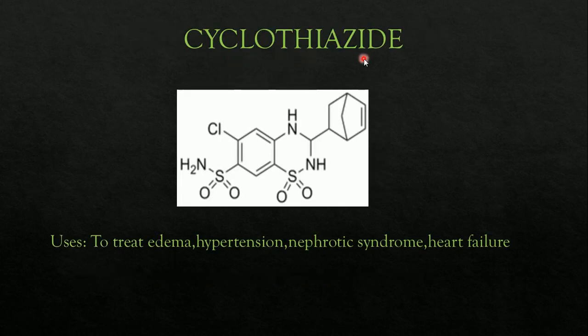Next structure is cyclothiazide. Cyclothiazide structure contains cyclohexene ring. Inside the cyclohexene ring there is a methylene bridge present, that is structure of cyclothiazide. It is used to treat edema, it is used to treat hypertension, nephrotic syndrome and heart failure.